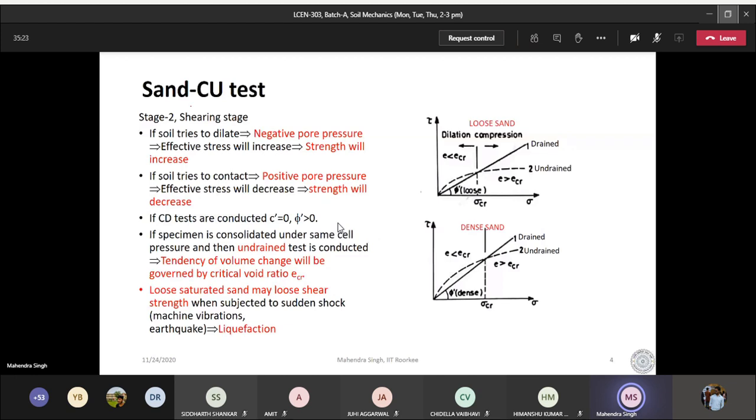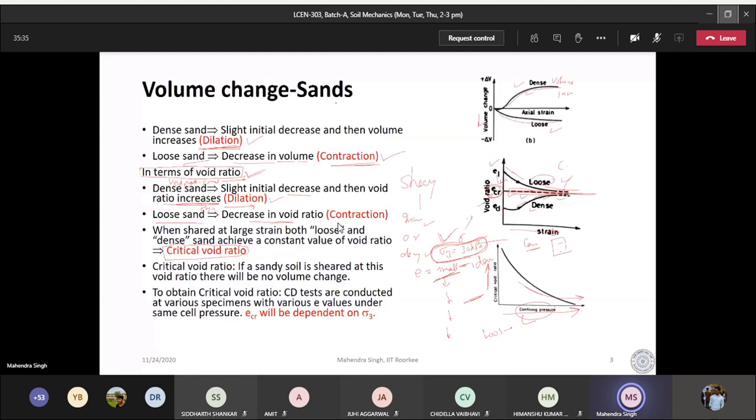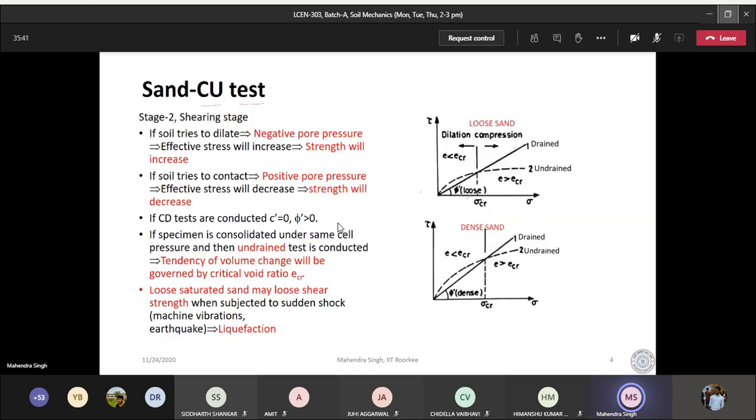If you are doing a consolidated undrained test, now the situation will be different. Earlier we were doing the CD test. CD test means drainage was always allowed. There was no development of pore water pressure. Now this is a very important thing here.